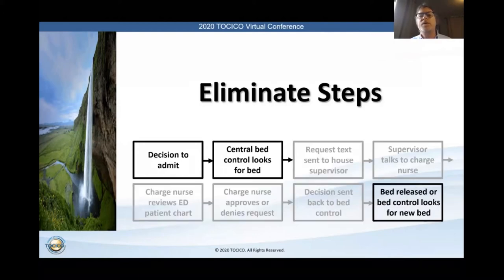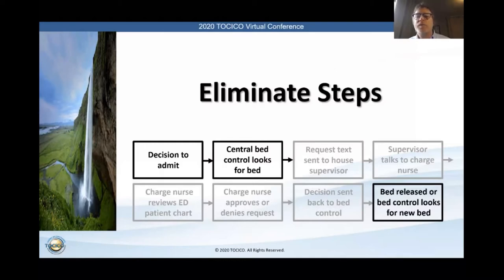In our hospital, there was a series of steps involving a back and forth between the house supervisor and the charge nurse of an inpatient unit. If a unit had an available inpatient bed, the unit charge nurse would open up the patient's chart and decide if the patient was a good fit for the unit, often based solely on personal preference. The charge nurse could veto giving up that free bed. The house supervisor would have to go back to bed control, and the whole process started over in a different unit, assuming there even were other available beds on a different unit. Otherwise, the admitted patient would continue to board in the ED. As you can imagine, this wasted hours.